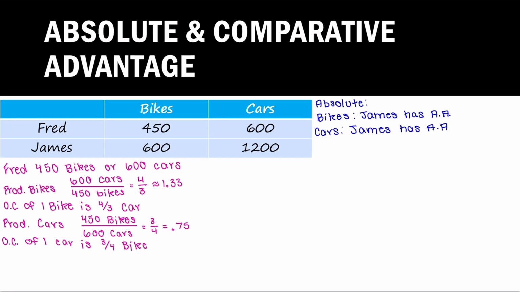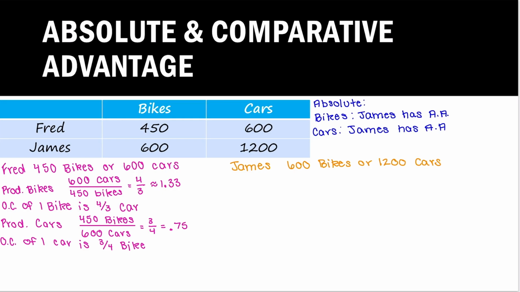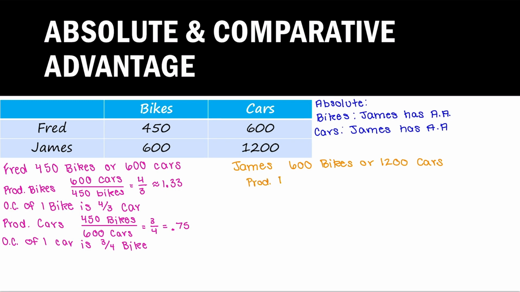Then we're going to do the same thing, but we're going to do it for James. So James can either produce 600 bikes or 1,200 cars. If he devotes all of his resources to producing bikes, then he is giving up the opportunity to produce 1,200 cars in exchange for producing those 600 bikes. And 1,200 divided by 600 gives us 2. So the opportunity cost of one bike is 2 cars.